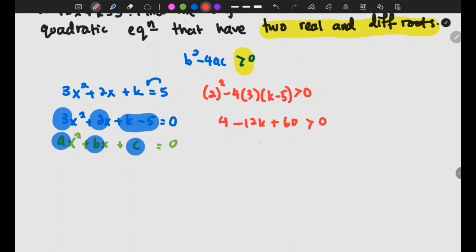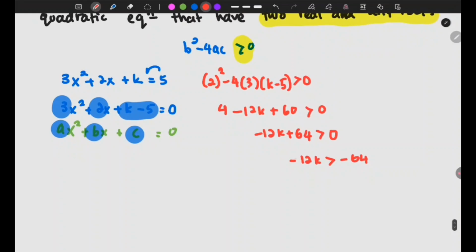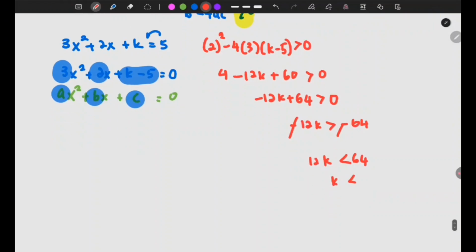And the 64 can bring to the other side. When you bring to the other side, it becomes negative. And the negative can cut. Remember I told you, right? If you cut the negative, what happens? The sign is reversed. So reverse the sign. So that's my k less than 64 divided by 12. If you press in your calculator, you will get 16/3. Done.